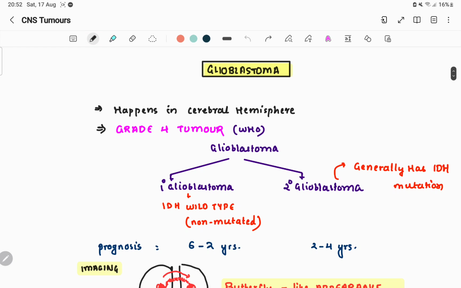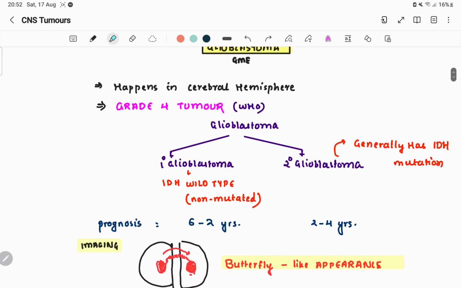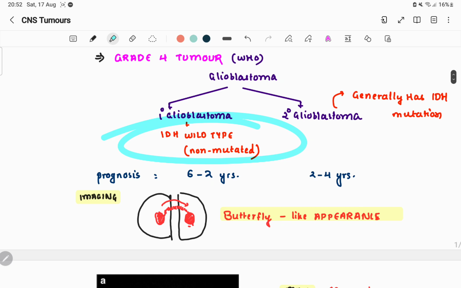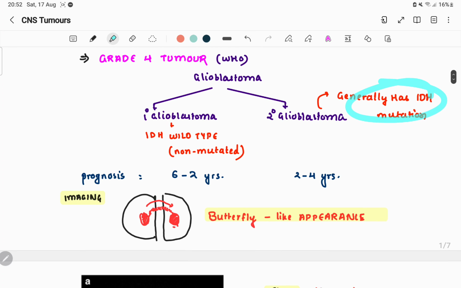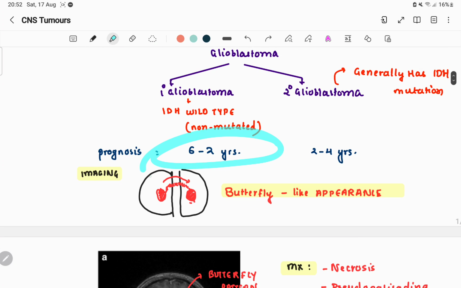Let's talk about glioblastoma first. Glioblastoma was previously known as GBM, or glioblastoma multiforme. It occurs in the cerebral hemisphere. It is a grade 4 tumor according to the WHO. Glioblastoma may be primary or secondary. Primary is associated with IDH wild type, non-mutated, but secondary means there is an IDH mutation. Remember, prognosis for primary is 6 months to 2 years, while here it is 2 to 4 years.